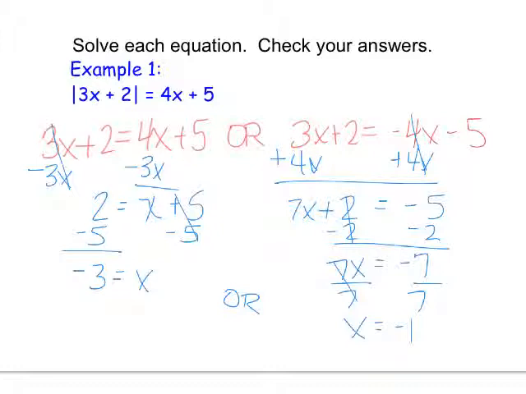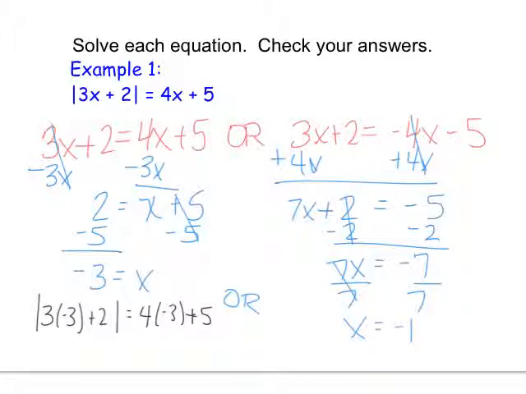So to check these, I'm going to actually substitute them into the original equation here and see if they make this equation a true statement. So if I were to replace this x here with the number negative 3 and this x with also the number negative 3, would that make that equation true? So let me just write that out here. So now we just use the order of operations to evaluate each side and see if the two sides are true, or see if the two sides are equal.